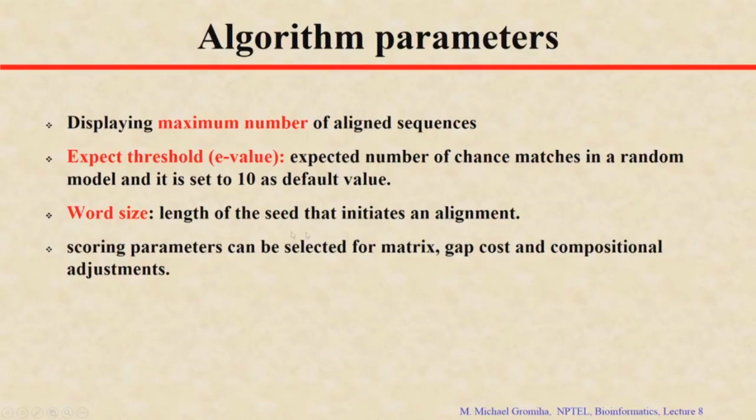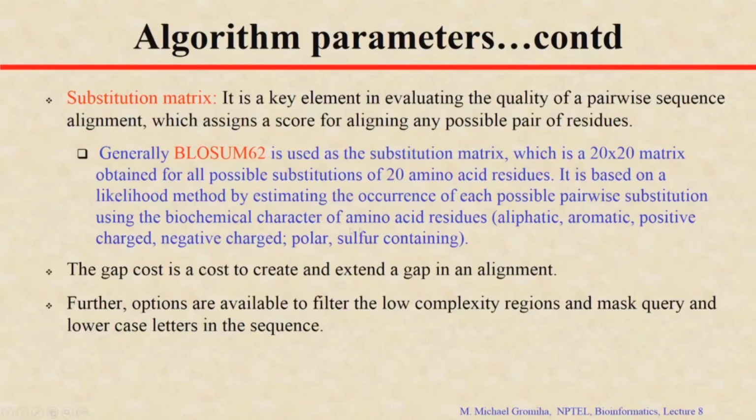Then word size we did, and scoring parameters we also finalized, we gave Blossom 62. Then the substitution matrix we discussed. So, we have two different matrices, one is PAM and the other Blossom. So, depending upon the alignment score we require, we can select any of these matrices, right. Then gap cost is the cost to create and extend a gap in the alignment, because if we introduce a gap we need to penalize it, because insertions and deletions are not common compared to mutations. So, we need to give a penalty for the gaps, fine.